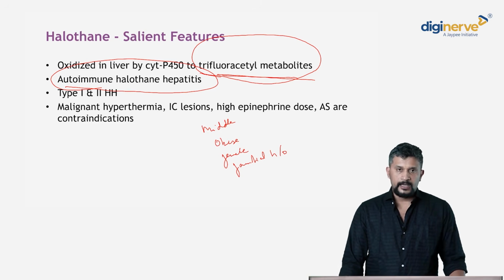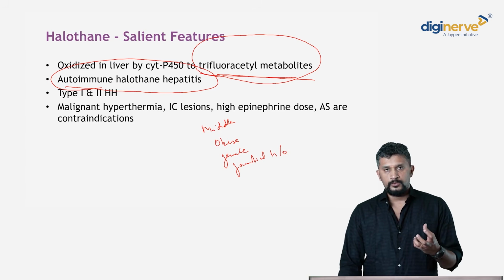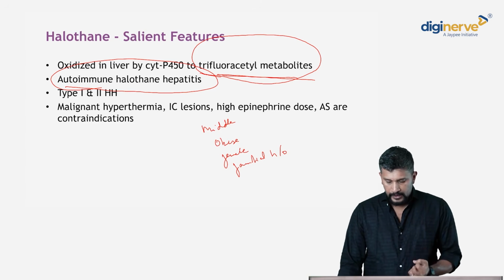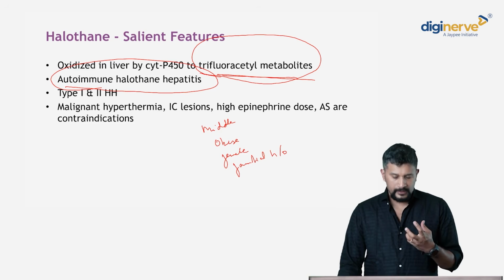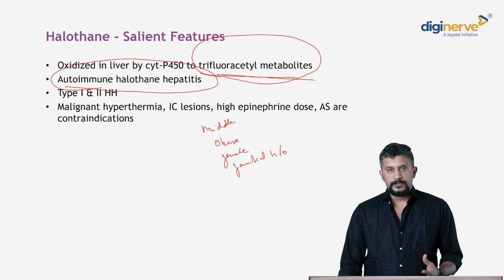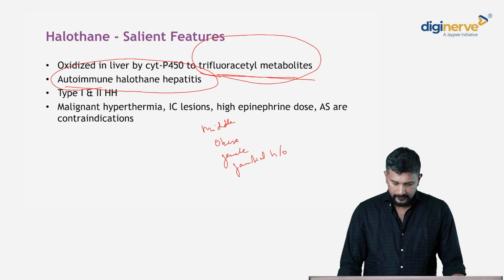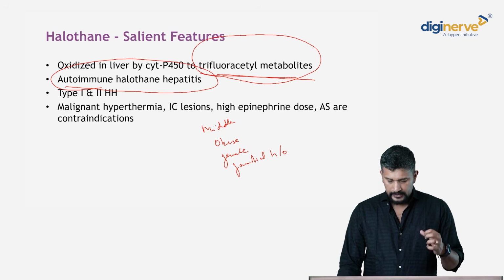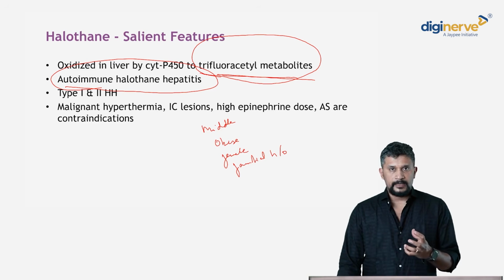And how does it present? It usually presents with a high grade fever along with jaundice, and hepatomegaly occurring 2 to 3 days after halothane exposure. And again, there are two types. You can have a type 1, which is the more benign variety, and type 2 halothane hepatitis, which is more fulminant and can result in a massive hepatic necrosis.